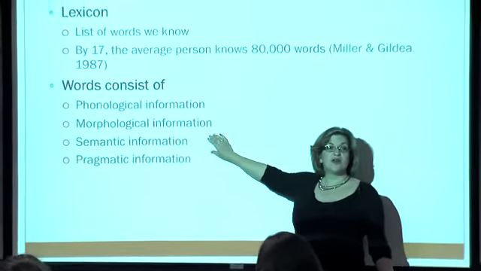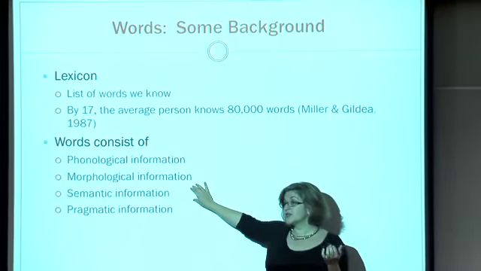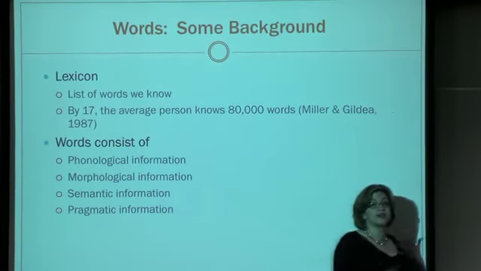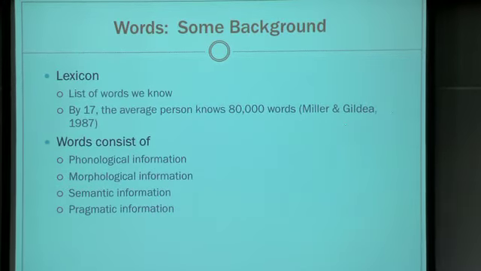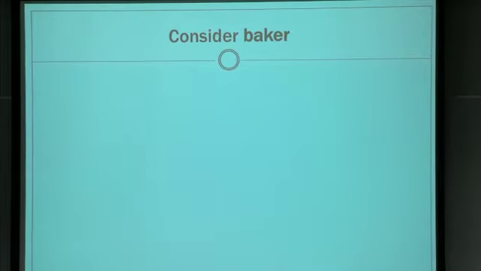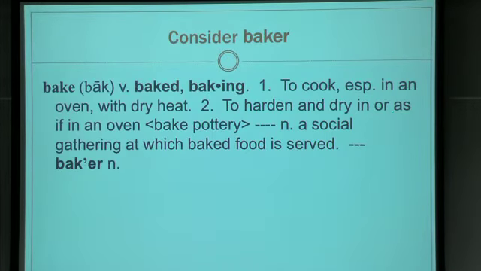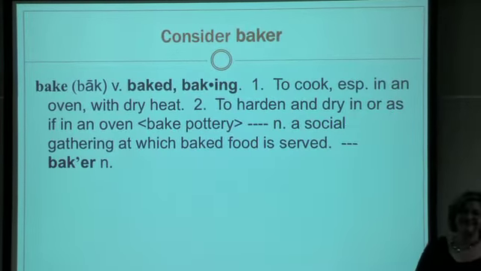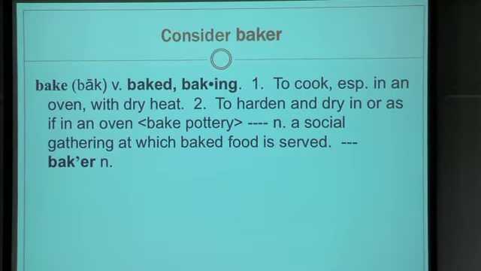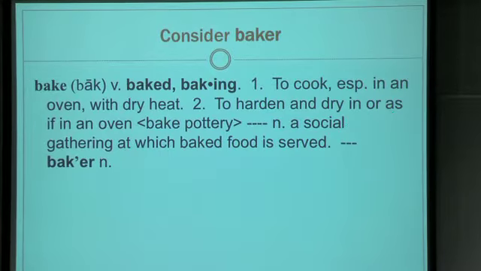Okay, so with word knowledge, basically you have to know the sounds, the structure of the words, the parts of the words, its meaning and how it's used. So the lexicon contains really rich information and the interconnection between these. And this all comes out when we use the dictionary. So let's consider the word baker. Isn't this a fun definition? You can't find baker in the dictionary very often.